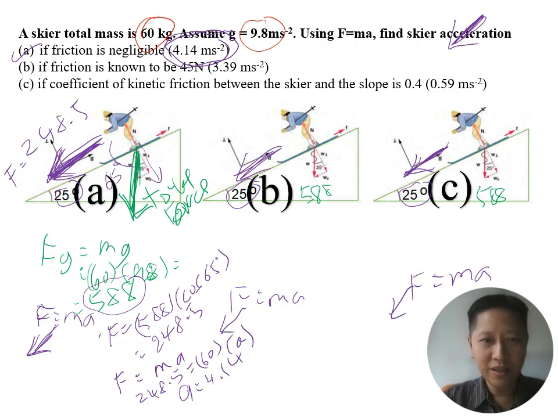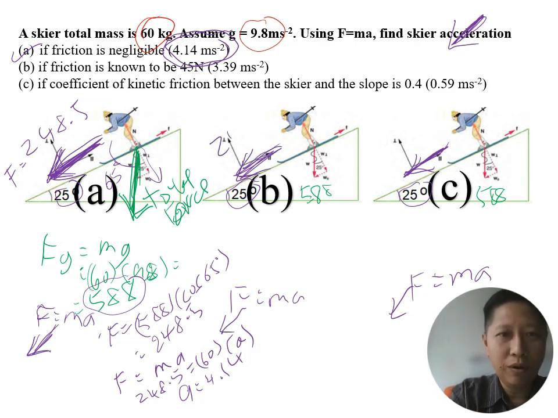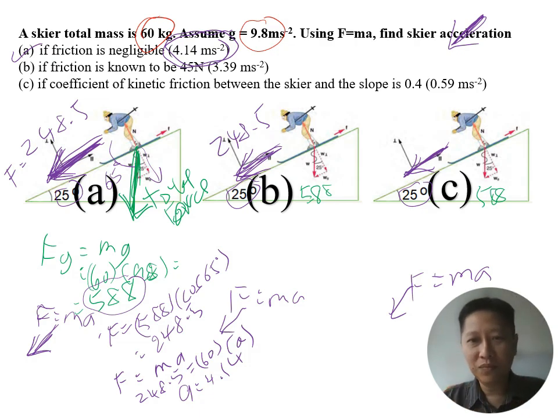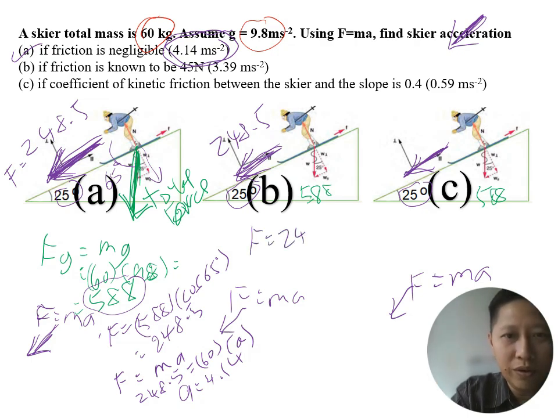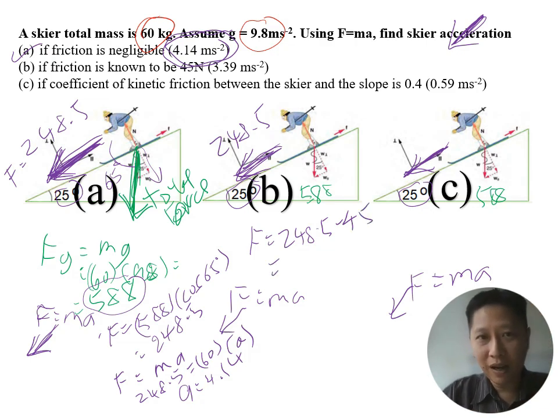Then we look at case B. For case B, the total force felt by the skier is still the same, 588 newtons because of gravity. When we resolve it in the direction of interest, the 25-degree purple color direction, the force is still the same, 248.5. This time, the skier says, hey, wait a while, I feel 45 newtons against me. It means the new force is 248.5 minus 45, the friction force. We get 45 from the question here.